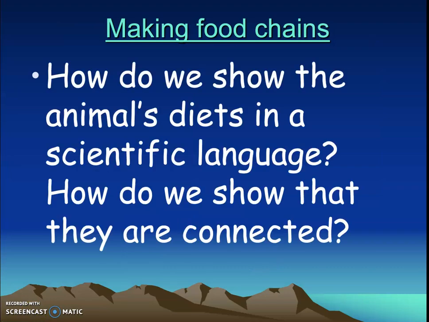So, making food chains. How do we show the animal's diet in scientific language? How do we show that they are all connected together? Well, that is where food chains come in. Food chains are able to show an animal's diet in a scientific way, and they are also able to show what the different animals eat, and then what those animals also eat as well. So basically, a food chain is a map of what different animals eat from the beginning to the end.